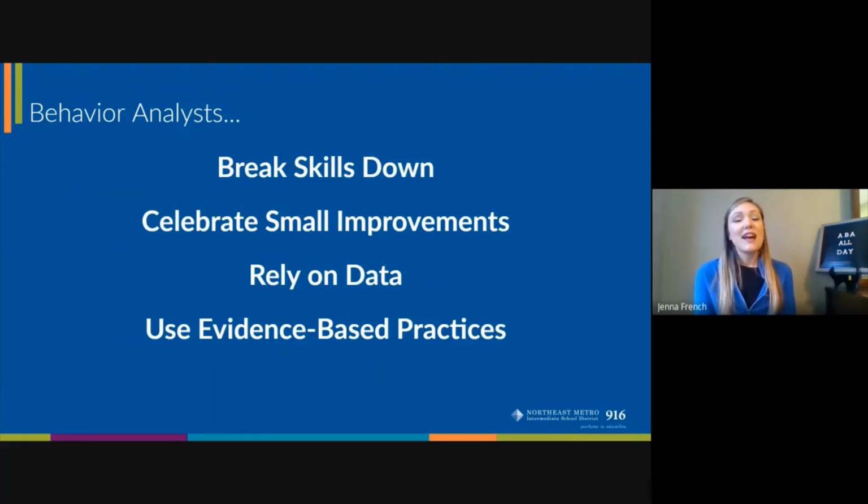Behavior analysts rely on data. I talked about the importance of data collection earlier, but really when we are looking at behavior change over time, we're going to be looking back at that data. Behavior analysts also use evidence-based practices. So things that we recommend, things that we look into for the students we might work with or for clients, we make sure that there's an evidence base behind it before we would recommend it.